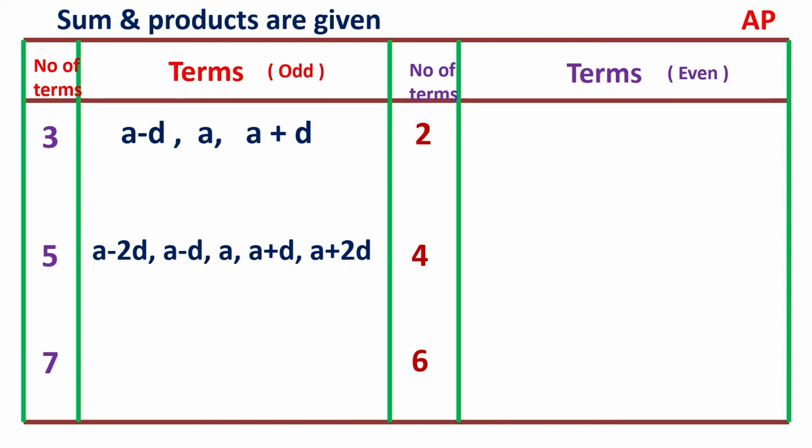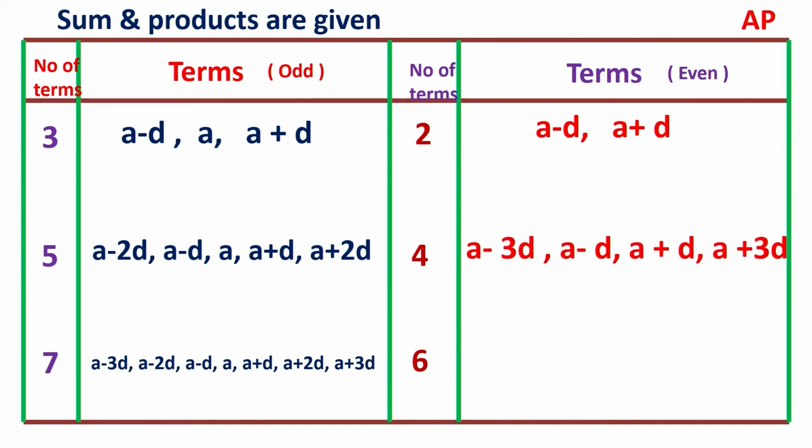Similarly, for 7 terms you can write down a, a plus d, a plus 2d, a plus 3d, and backwards a minus d, a minus 2d, a minus 3d. Okay, this is just to give you an idea. So, if you have an odd number of terms, the common difference is d, correct. Now, if you come to 4 terms in AP, a minus 3d, a minus d, a plus d, a plus 3d. This is the way you have to write and see the difference. The difference is 2d, correct.